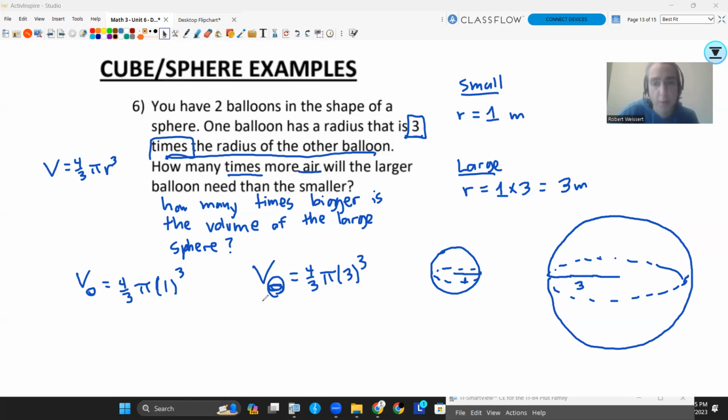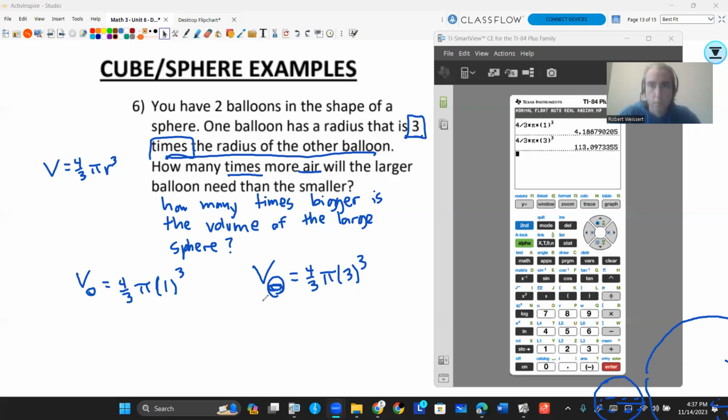So why don't you go ahead and throw that into your calculator, see what you get. If you put those both in the volume formula, you're going to see 2 very different volumes. For the small one, you'd have about 4.188, and the large one, you'd have 113.0973. That's not 3 times as much, because if you take this number here and you times it by 3, you're only going to get like 12.56. So it's not 3 times as much.